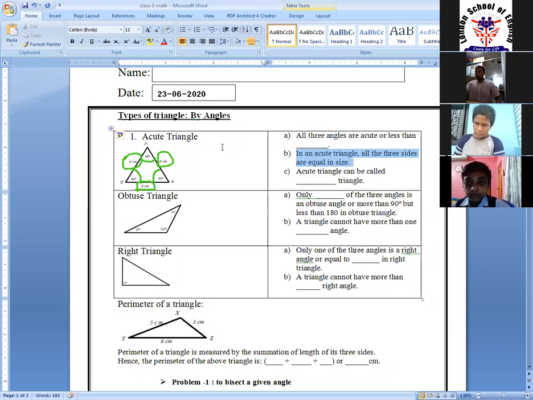Number B. Look at number B. In an acute triangle, all the three sides are equal in size. Okay, I have already said. Less than 90 degrees. And all the three sides of the triangle are equal in size. All the three sides and all the three angles all are equal in size. Then look at, acute triangle can be called dashed triangle. Can be called what? Can you say?